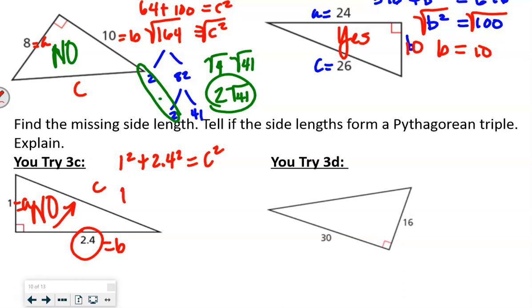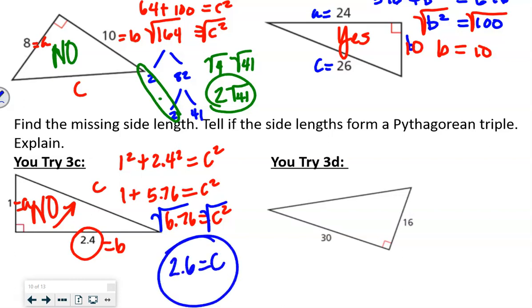So obviously 1 squared is 1 plus 5.76, which is 2.4 squared. And so that's going to be equal to C squared. So this is going to be 6.76 is equal to C squared. So this time we're just going to take the square root of both sides. And the reason why I know I don't have to simplify this one is because it started out with a decimal. So the answer on this one is 2.6 is equal to C.